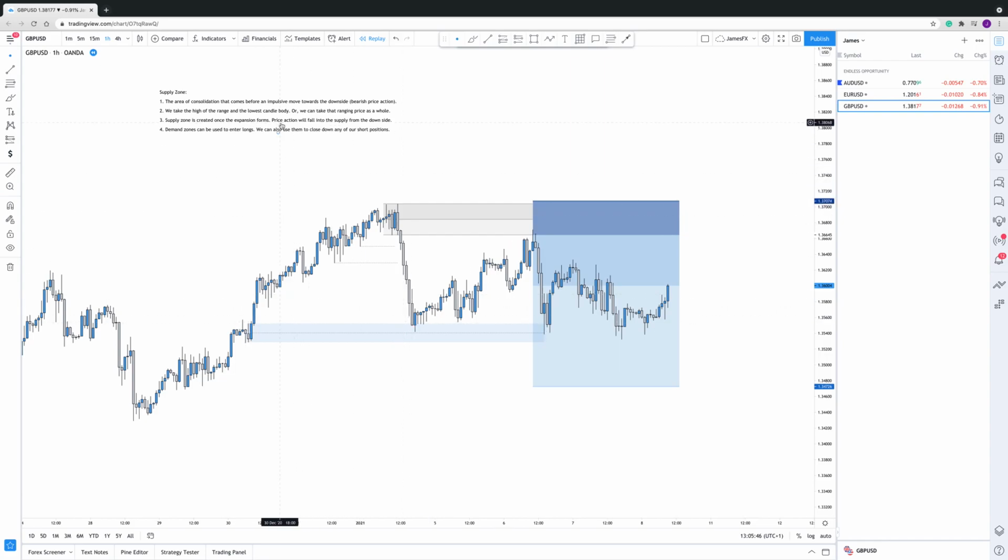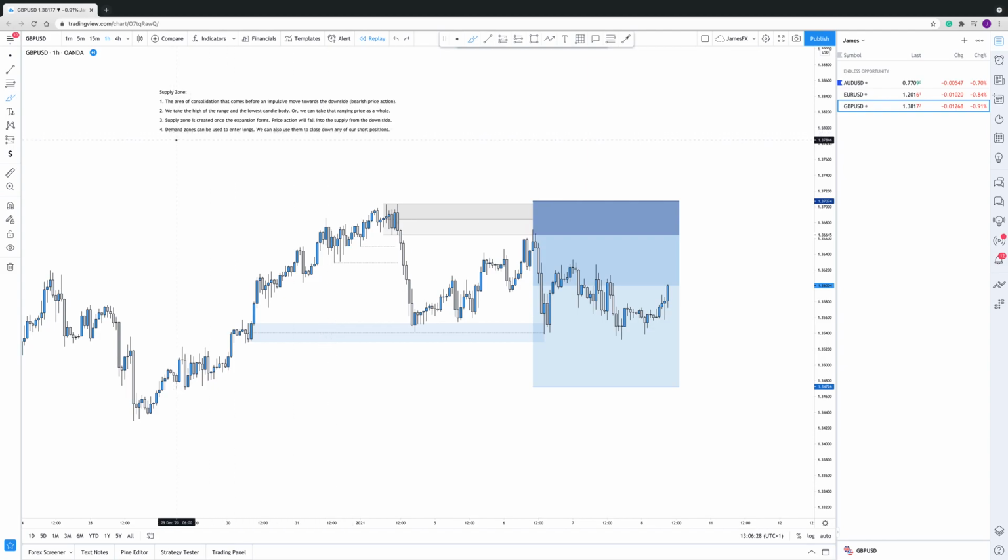Price pushed in, price action will fall into the supply, or price action will push up into the supply from the downside. So you can see we push back up, and this move here is also rebalancing inefficiency, as I'm marking on now. Any liquidity or imbalance that was left on this large move is being rebalanced before large banks are continuing price down.